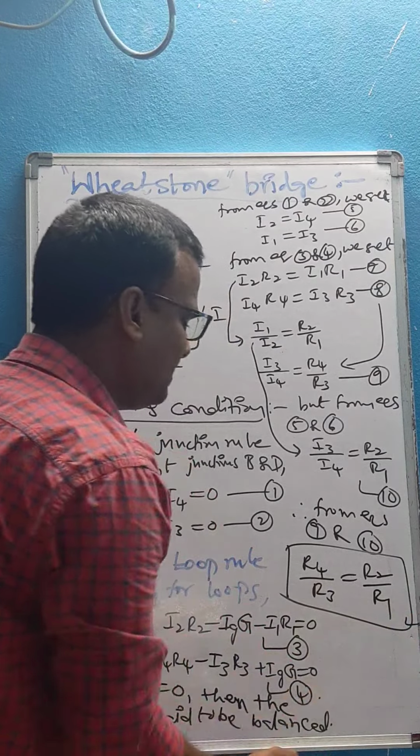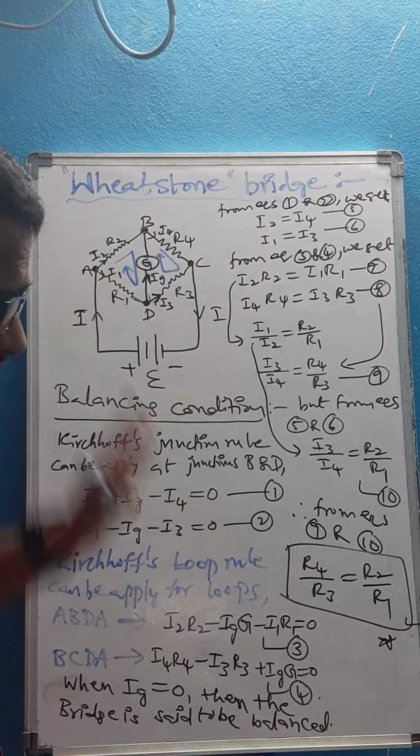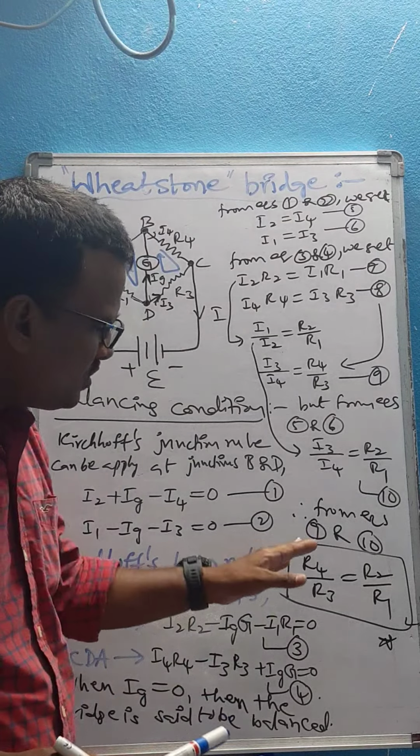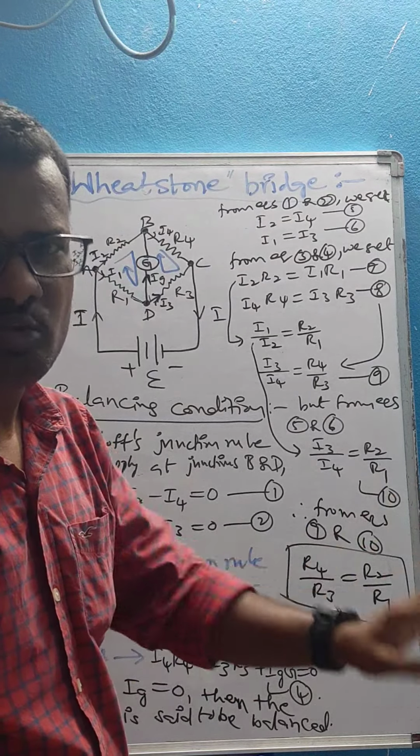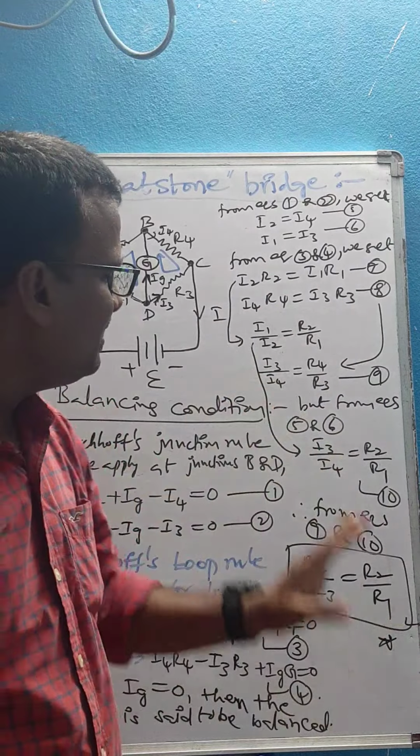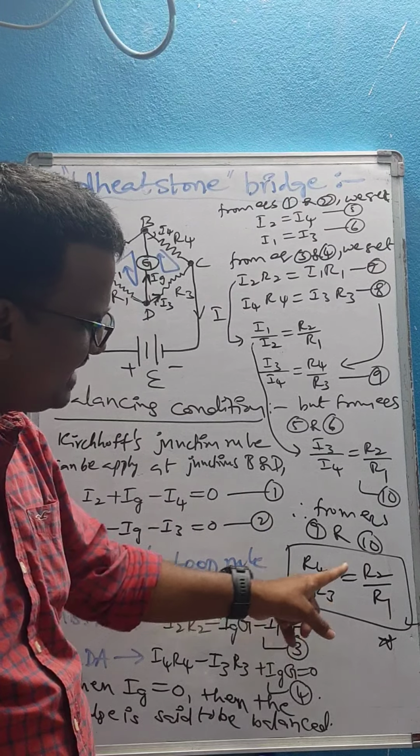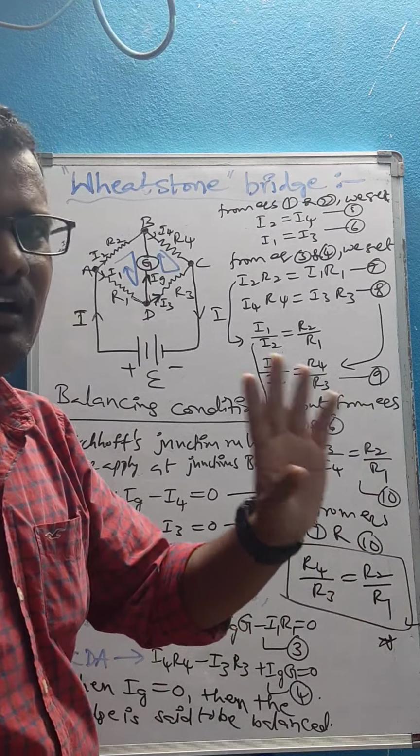So this is the final expression for the Wheatstone bridge balancing condition. R4 by R3 equal to R2 by R1 is the balancing condition for the Wheatstone bridge. So finally what do we get? R4 by R3 equal to R2 by R1.